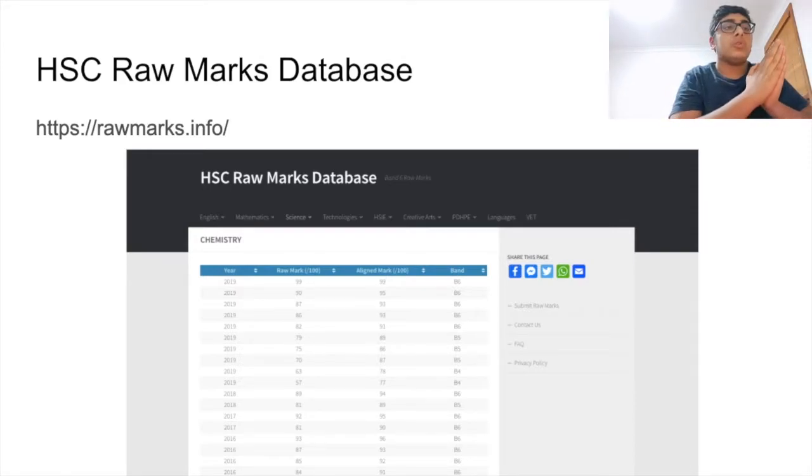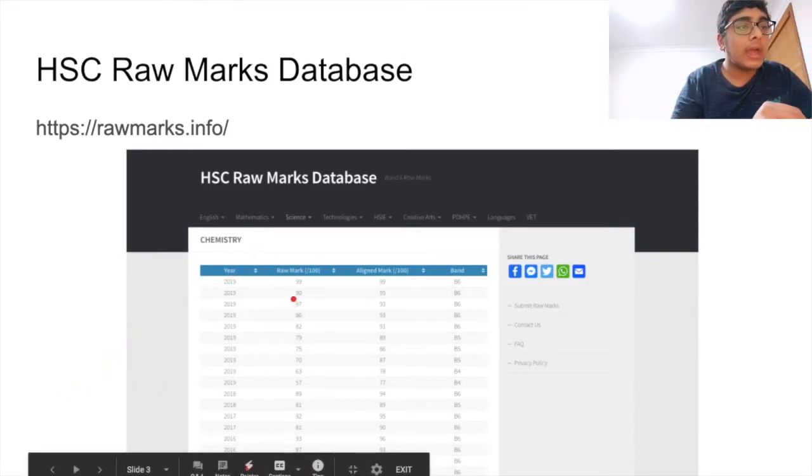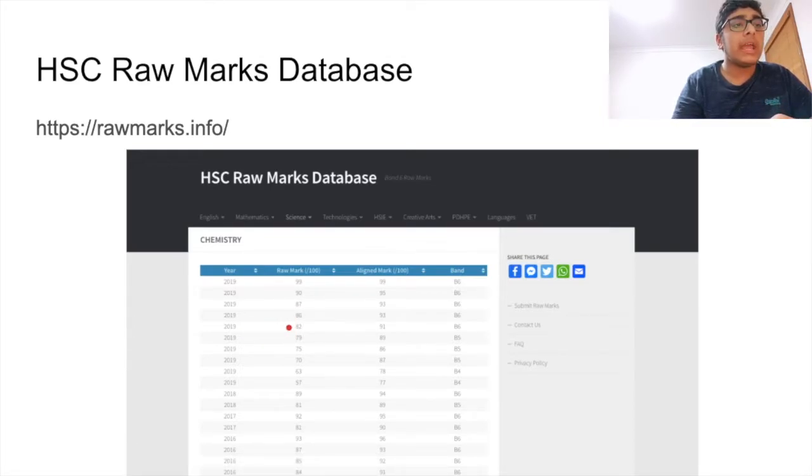Okay, so for example, here in chemistry, you can see the person that got an 82 in 2019 got aligned to a 91. The raw exam mark is 82. So in the actual test they got an 82, but the aligned mark they got was 91. Therefore they are a band 6. That is how the HSC alignment process works.